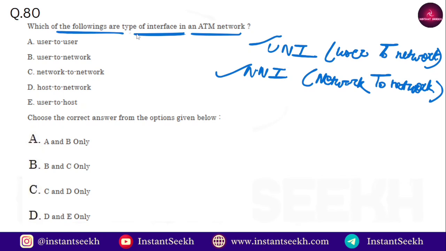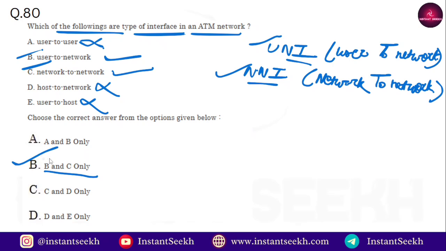So which of the following are the types of interface in ATM? As you know now, UNI, that is user to network, and network to network. User to user, no. User to network, yes. Network to network, yes. Host to network, no. User to host, no. So only B and C are your correct statements. So that is your answer. Option B is your correct answer for this particular question. Let's move on to the next.